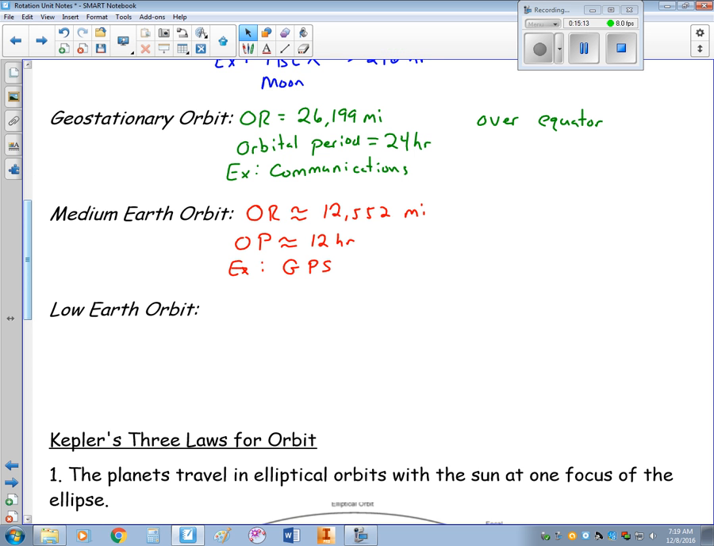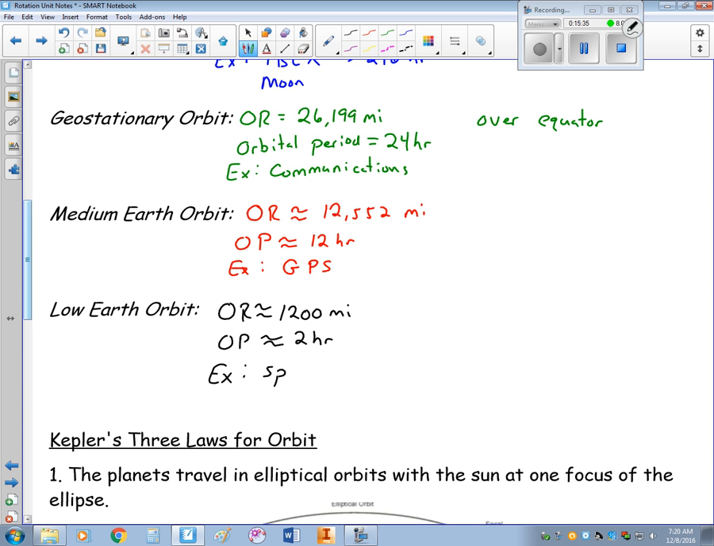Low Earth orbit. The orbital radius is right around 1,200 miles. The orbital period is right around 2 hours, so about 120 minutes. Some examples of these will be spy satellites. Also, the International Space Station.